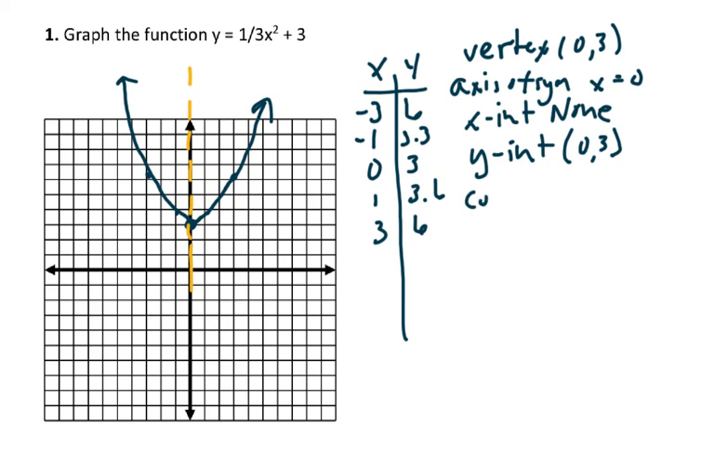This thing is compressed, meaning it's wider. Okay, and it's wider because the a value is 1/3. And the last thing, it has a minimum value. And the minimum value is at y equals 3, which is at the bottom of the parabola.